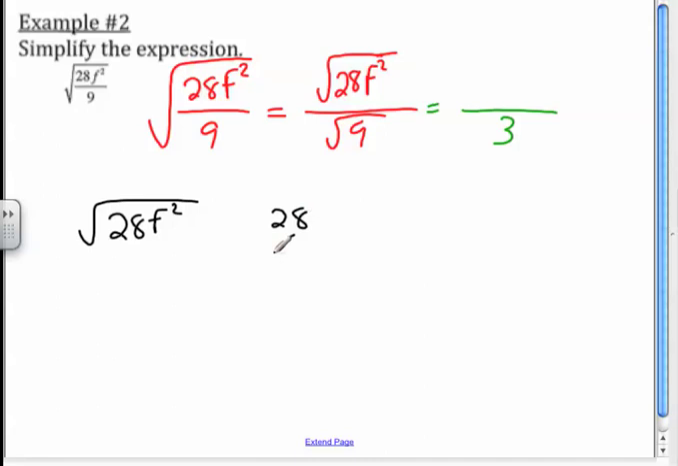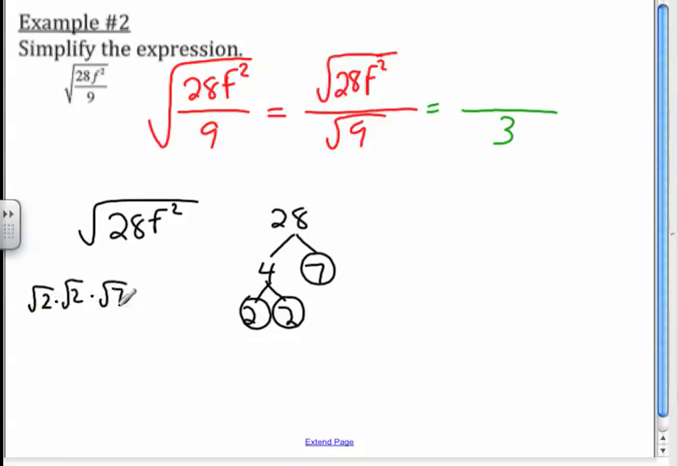So I'm going to take 28 first. That's 4 times 7. And then that's 2 times 2. So those are my primes. I've got the square root of 2 times the square root of 2 times the square root of 7. But I also need to take f squared and break that down into f times f, right? So then this is times the square root of f times the square root of f.